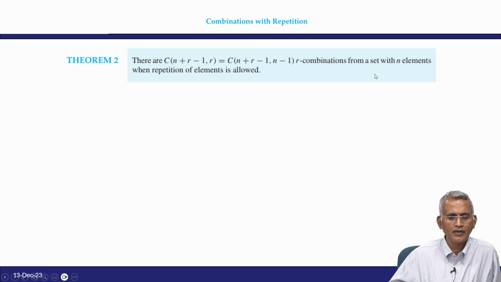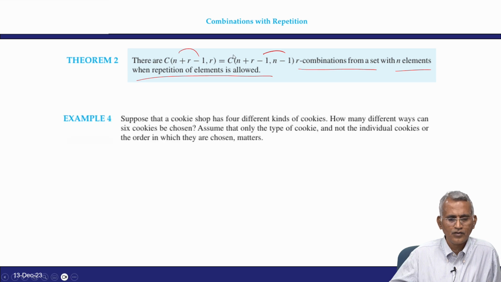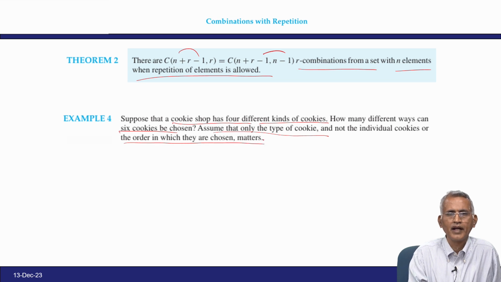Now, another theorem based on theorem 1: the number of r-combinations from a set with n elements when repetition of elements is allowed is n plus r minus 1 C r, which can be written as n plus r minus 1 C n minus 1. Now, we have an example. Suppose that a cookie shop has 4 different kinds of cookies. How many different ways can 6 cookies be chosen? Assume that only the types of cookies matter, and not the individual cookies or the order in which they are chosen.